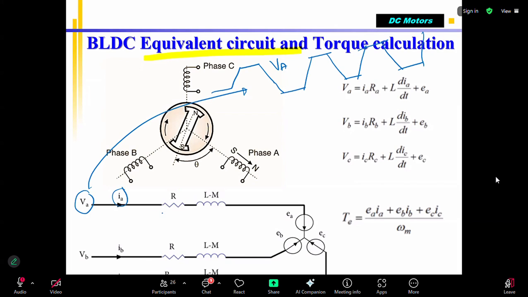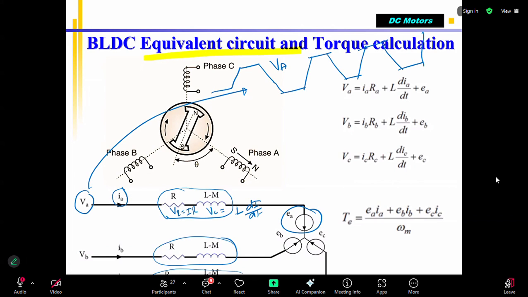Then due to that, there will be voltage drop because the coil has resistance and inductance. The voltage drop across the resistor is VR, which is IR, and VL is nothing but L into dI by dt. This is the voltage drop. This is called the back EMF. So all the 3 phase coils are there, 3 equivalent circuits. Together they constitute one motor.